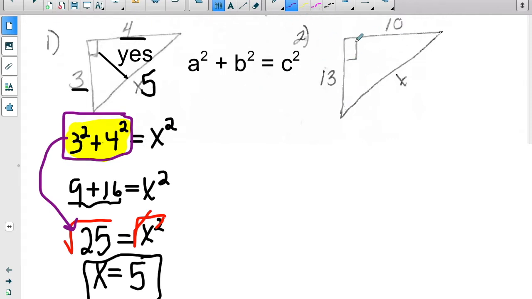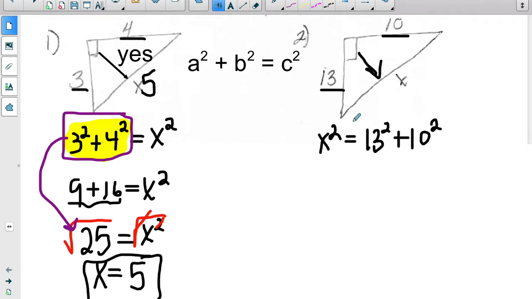Because we could do the same thing over here on problem number 2. Because x is the hypotenuse, it would be c. So I could say x squared is equal to, our two side lengths are 13 and 10, so they go for a and b. 13 squared plus 10 squared.